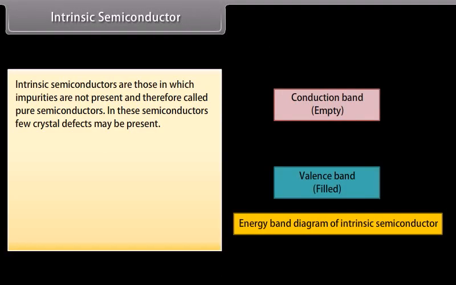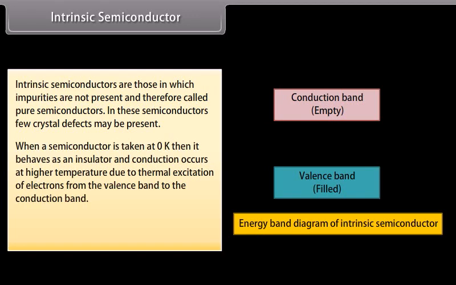Intrinsic semiconductor. Intrinsic semiconductors are those in which impurities are not present and are therefore called pure semiconductors. In these semiconductors, few crystal defects may be present. When a semiconductor is taken at 0 Kelvin, it behaves as an insulator and conduction occurs at higher temperature due to thermal excitation of electrons from the valence band to the conduction band. For example, germanium and silicon.